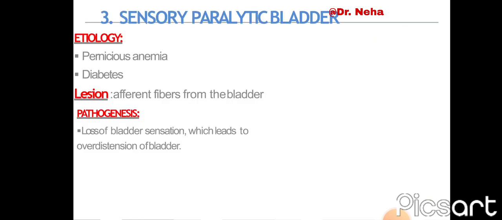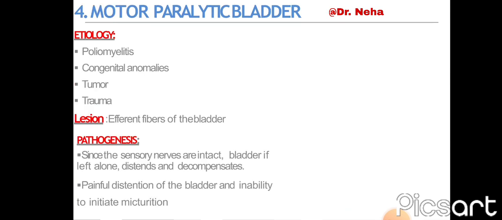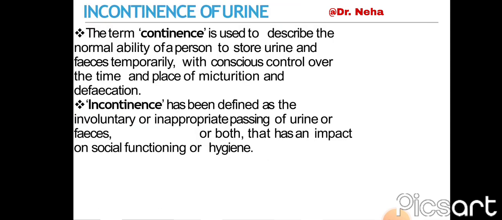Then the sensory paralytic bladder. It is because of pernicious anemia and diabetes. The lesion occurs in the afferent fibers from the bladder. It causes loss of bladder sensation, which leads to overdistension of the bladder. Then the motor paralytic bladder. It causes painful distension of the bladder and inability to initiate micturition. Then incontinence of urine.